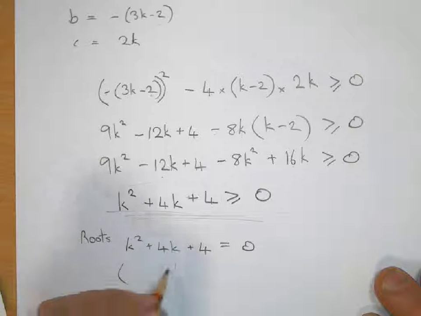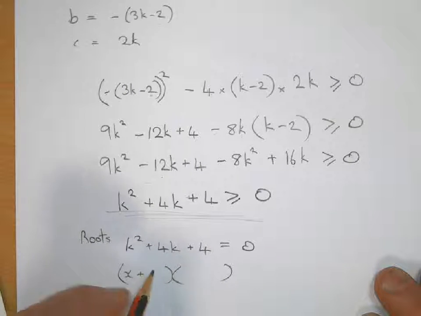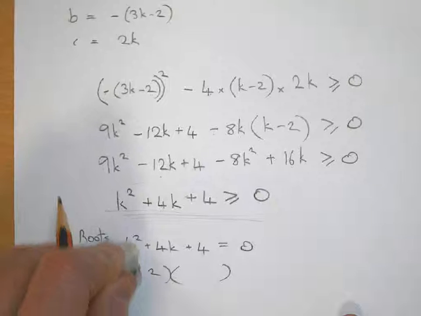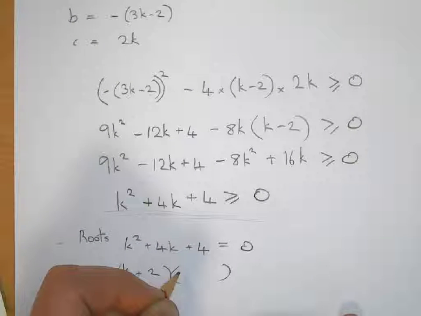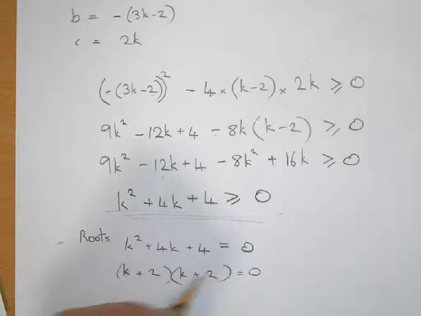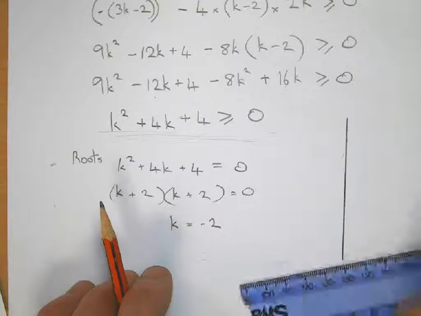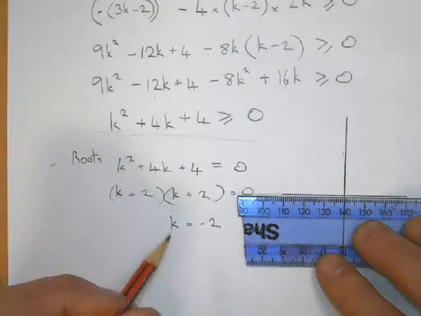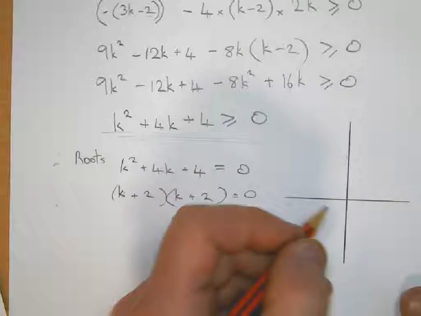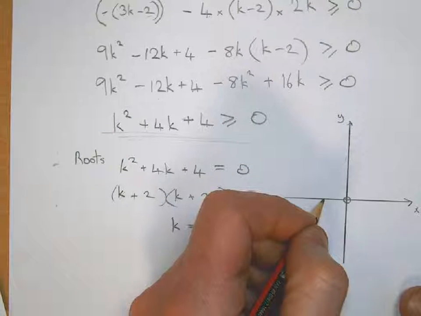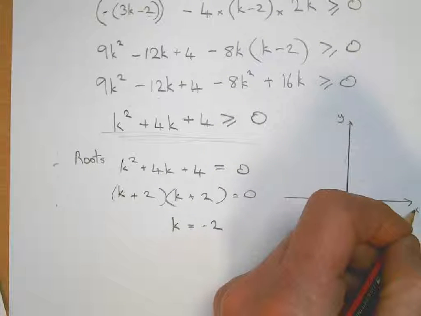So we can factorize that, k plus 2, and also k plus 2 here. So that means both the roots occur when k equals minus 2. So we're going to draw a graph of that. And again, this graph is just a sketch, doesn't need to be anything special. We know it touches the x-axis when k is minus 2. So in this case it wouldn't actually be the x-axis, it would be the k-axis.